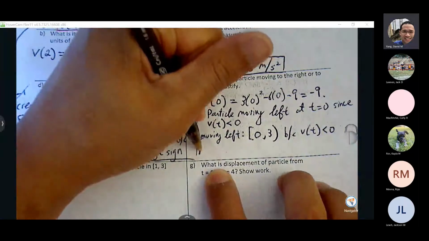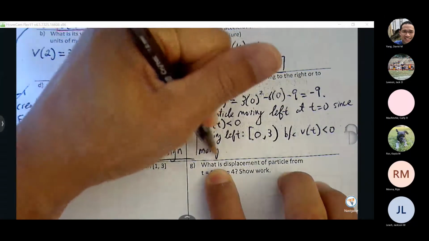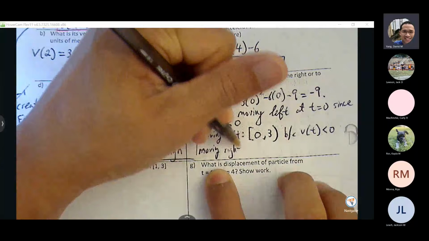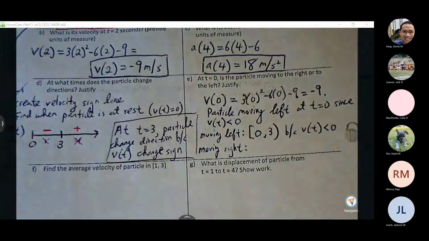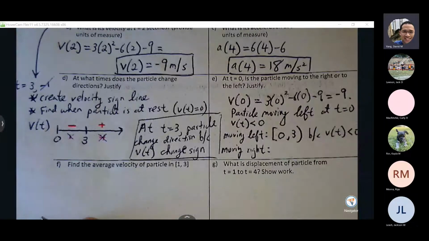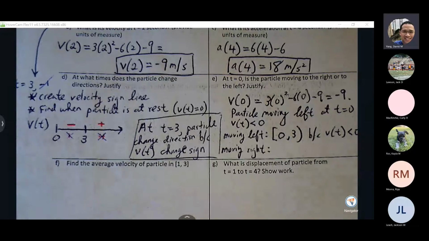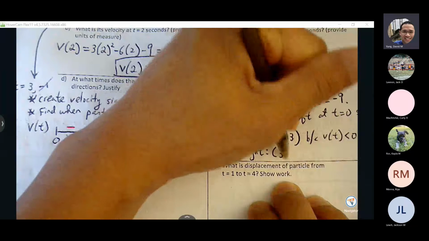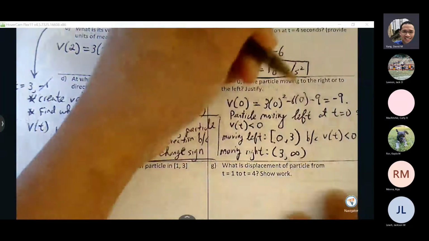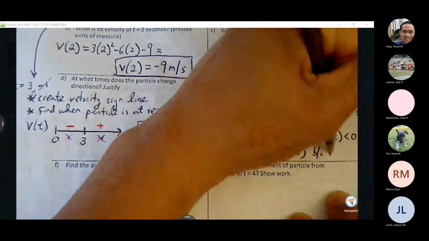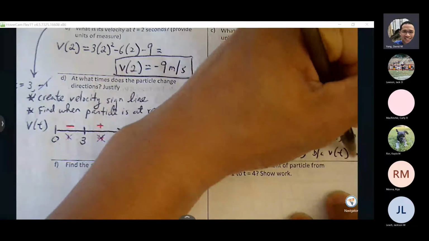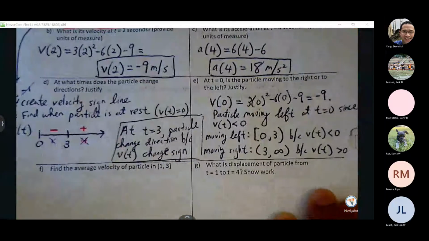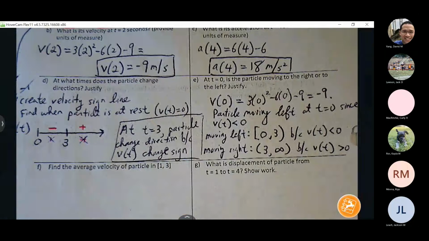If it's asking for moving right, you would say, say it again. Good, 3 to infinity, everything parentheses here, right? 3, it stops, infinity will never be reached, so that's parentheses as well, because velocity is greater than 0. Okay, so that way you can see all the possibilities that the problem can ask.